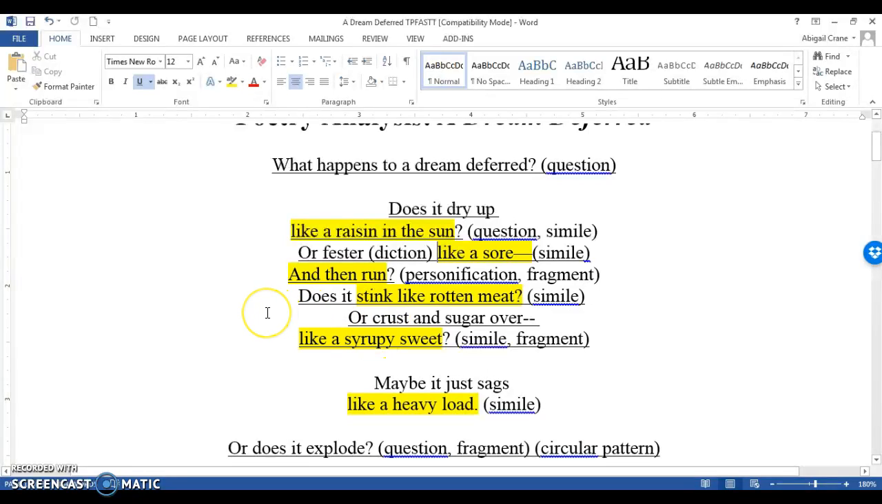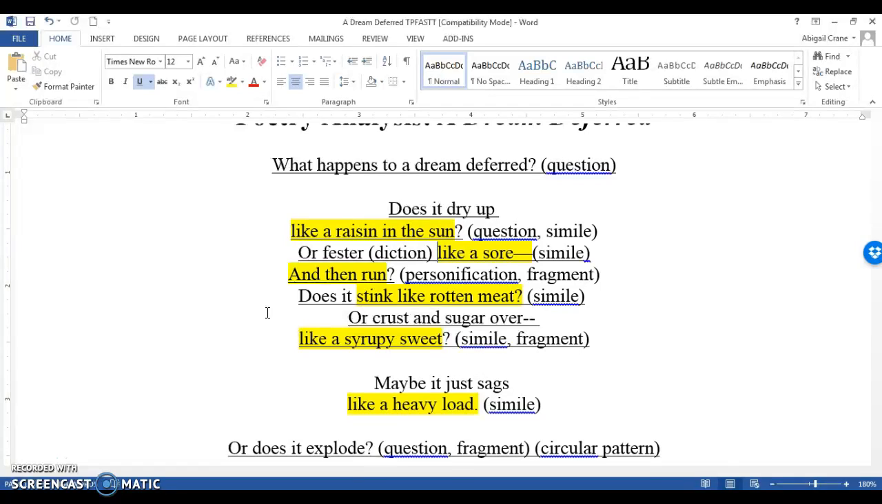And then another food example here, like a syrupy sweet, crust or sugar over. If you've ever made pancakes at home and you accidentally spilled some syrup on your counter, if you do not clean it up right away, it hardens, it crusts over, and makes it really, really difficult to get off the counter when you do go back to clean it. Actually, it becomes almost impossible to get off because it's become so crusty and hard. In the same way, a dream, if it's abandoned, if it's left, if it's not taken care of and fulfilled, it never goes away. It continues to haunt the person who had that dream.